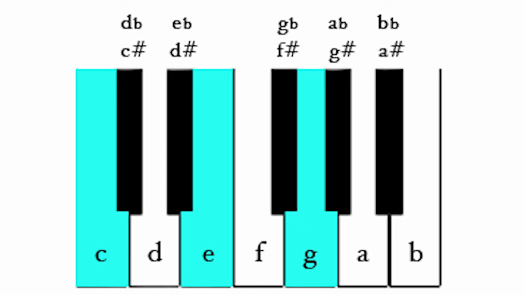So, for example, you can call the black key between the A and B on a piano either an A sharp, or you can call it a B flat. Anyway, so that basically covers what a half step is.